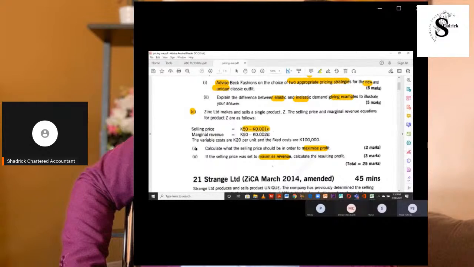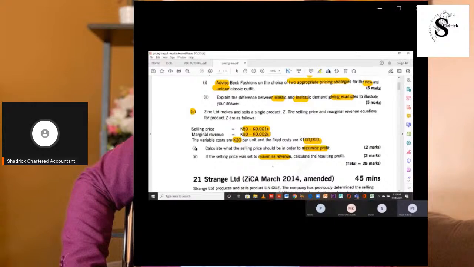Listen up. After getting the quantity, go back to the original demand function, A minus BQ. What we have discussed is what you need to pass exam questions. Let's get back and do this exam.